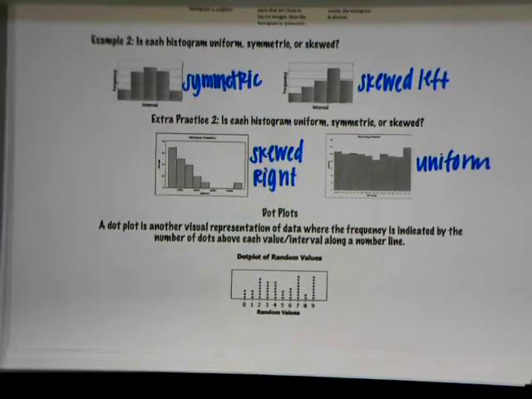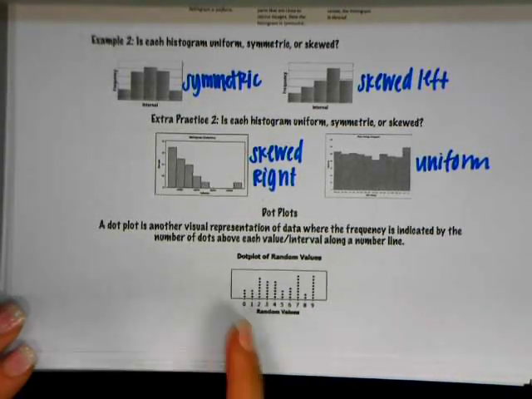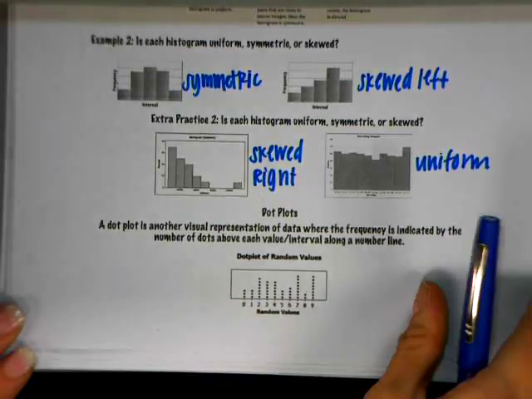All right, next is dot plots. So a dot plot is really similar to a histogram. It has a shape like a histogram. The difference is that you will not have anything on this y-axis, so you won't have a scale or a label for frequency, because frequency is represented by the number of dots that you use. Okay?